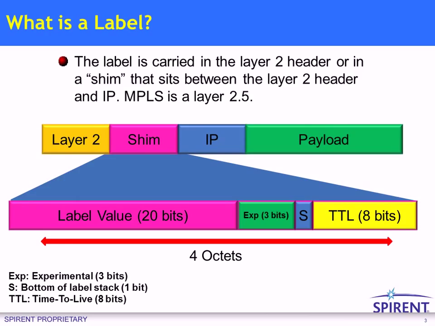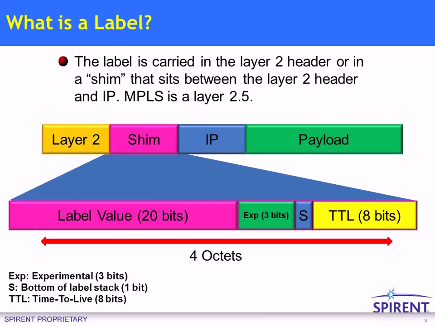The first 20 bits are used to uniquely number the label. As will be shown, this has no end-to-end significance. The next 3 bits are known as the experimental bits and are used to indicate the quality of service or priority of the label. It is possible to have multiple labels stacked on top of each other.